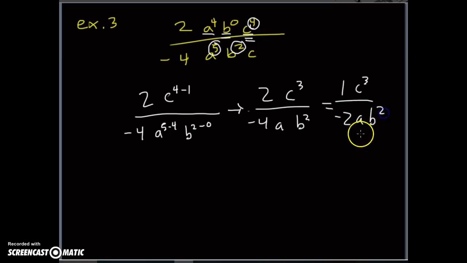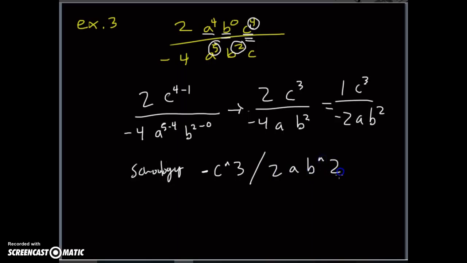And now I can go ahead and write this in Schoology. I've got to move the negative to the front. So my Schoology answer here is c to the third power, I don't need to write 1, over, I forgot to write the negative, so negative c over 2ab to the second power.